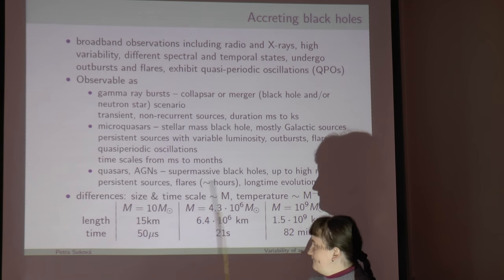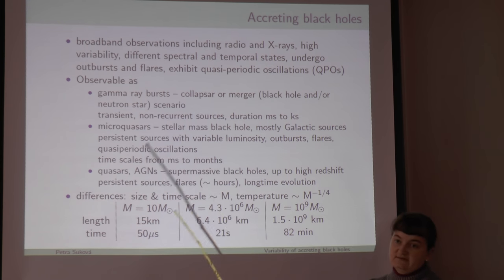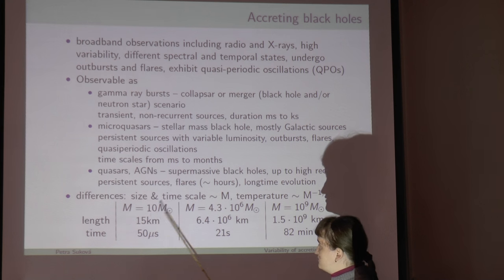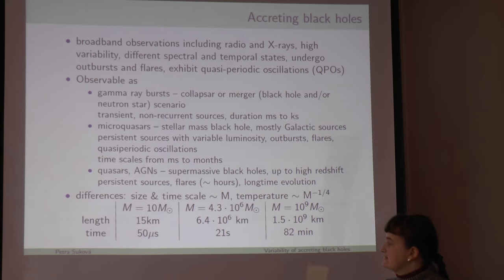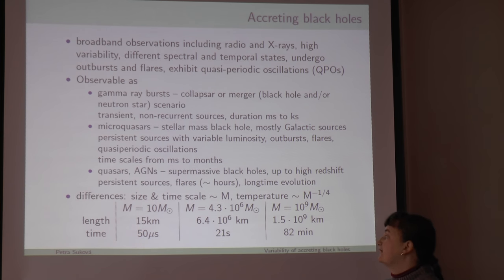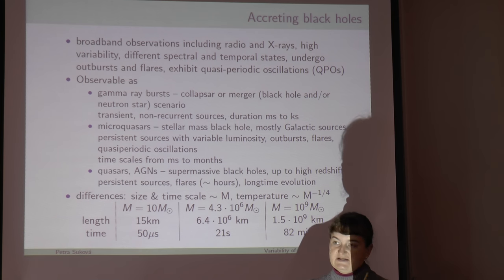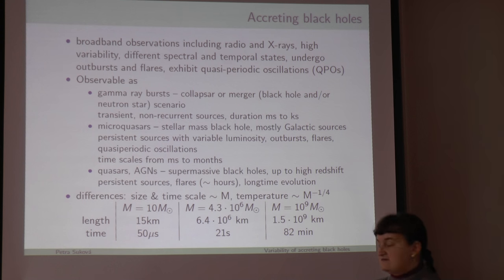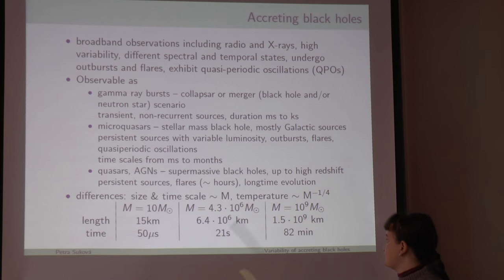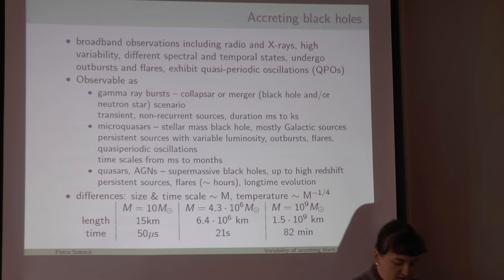Here is an example for a typical microquasar. The mass of the black hole is about 10 solar masses. Then the length scale 1 m equals 15 kilometers, and the time scale is 15 microseconds. In the case of the black hole located in the center of our own galaxy, Sagittarius A star, the mass is more than 4 million solar masses, so the length scale is more than 6 million kilometers, and the time scale about 20 seconds. And in some of the AGNs or quasars, we can see supermassive black holes which have billions of solar masses, so then the time and length scale is even bigger.